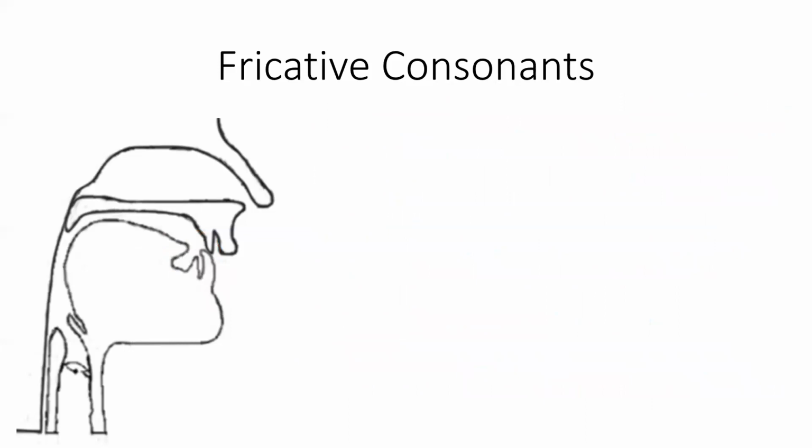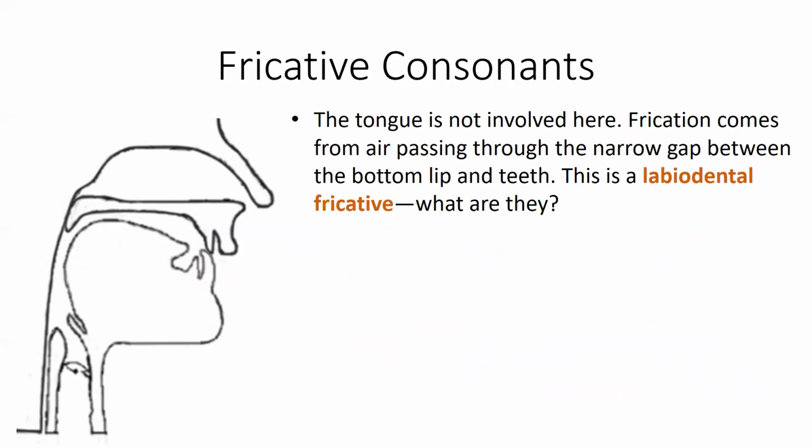We've moved again. The tongue is in resting position, but there's something going on in the front of the mouth. Frication in this case happens when the air passes through the narrow gap between the bottom lip and teeth. So this is the labiodental fricative. Of course, by now you're not surprised to hear we have two, a voiced and a voiceless one.